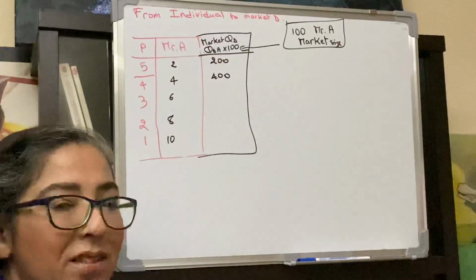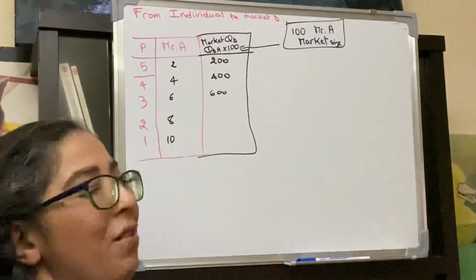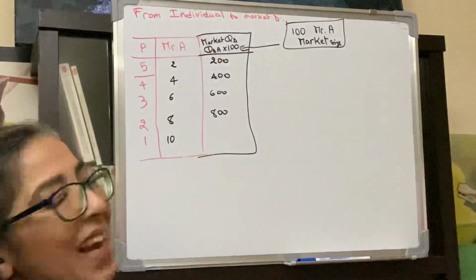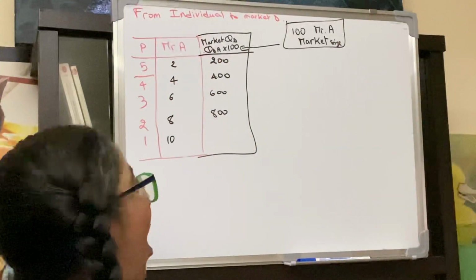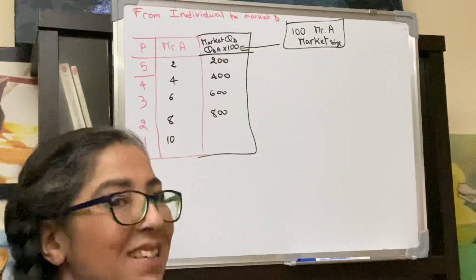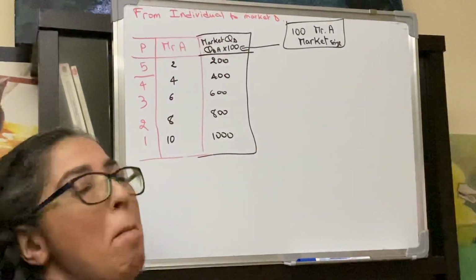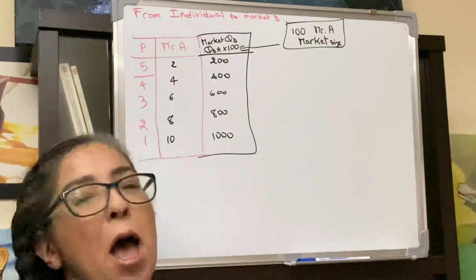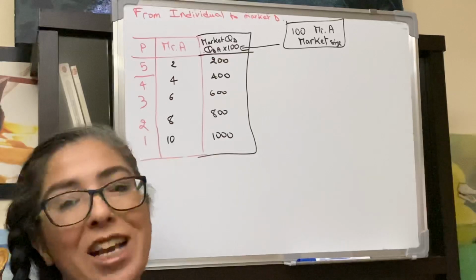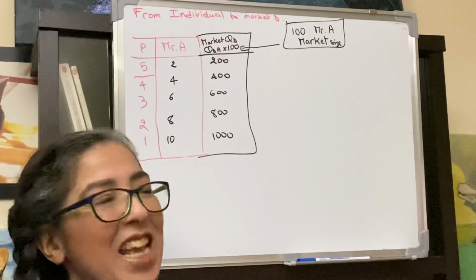Each one of us buys 6. So all of us are gonna buy 600. Each one of us buys 8. All of us are gonna buy 800. And at last, each one of us buys 10. So all of us, we are 100 people buying exactly the same quantity at the same price. So we're simply multiplying the quantity demanded by the market size, and it's going to give us the quantities demanded by the whole market at each price. You got that? Okay, good.